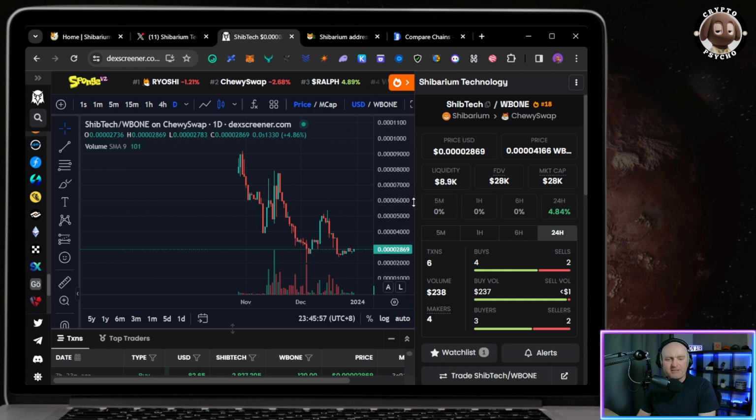Obviously, it's not going to be exact, but just to give you a ballpark figure, if Shib Tech gets to 280k market cap, then 30 to 40 born every 2 weeks isn't going to be too far out of the question. And if Shib Tech gets to $2.8 million market cap, then like 300 to 400 born every 2 weeks. It's not a bad little income generator.